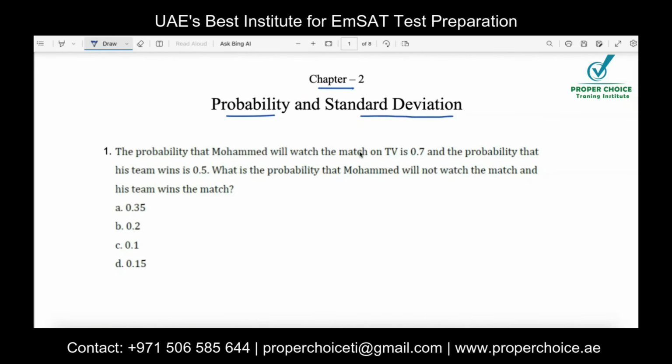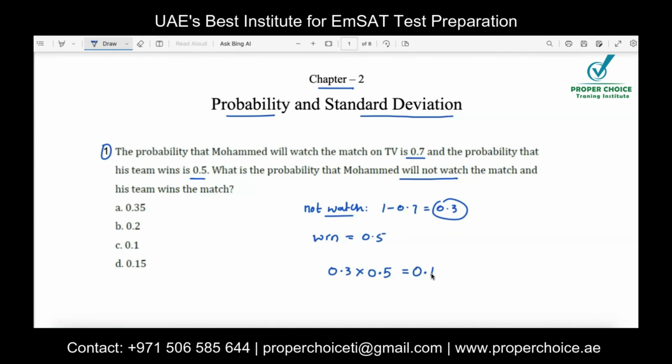This is a part of EmSAT Achieve Math Test statistics. His team wins the match. Now, the probability of watching the TV, whether the match wins or loses, does not depend on Mohammed watching it or not. So these two events are independent. So usually for independent events, you multiply them together, and you will get 0.15.